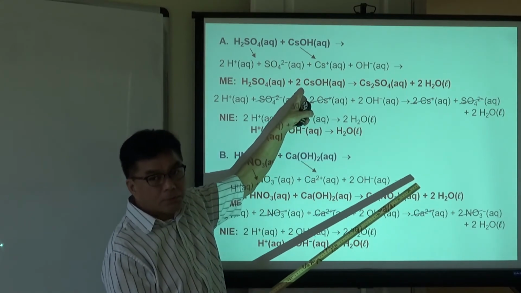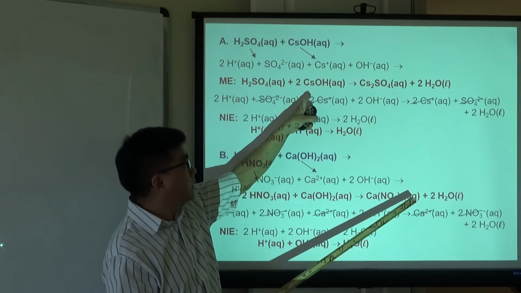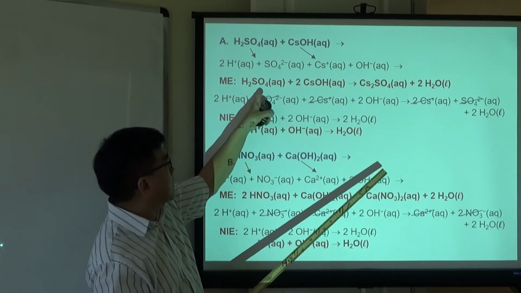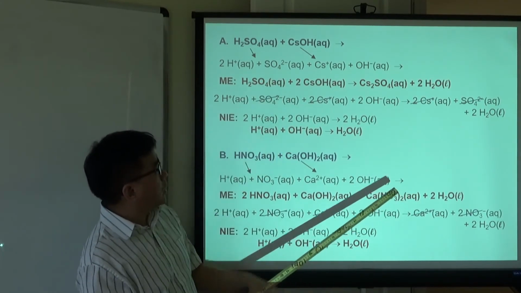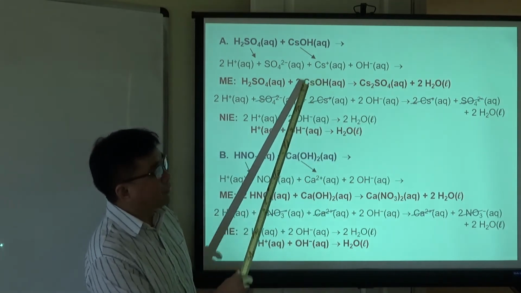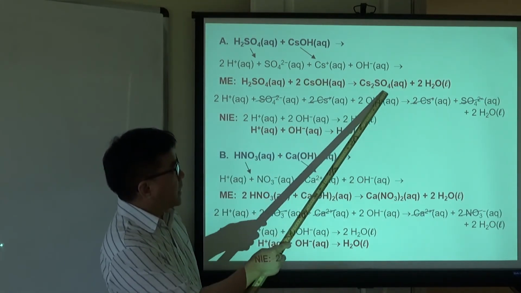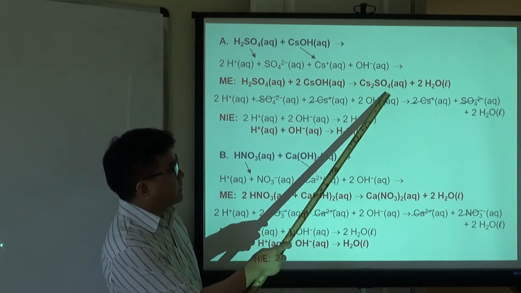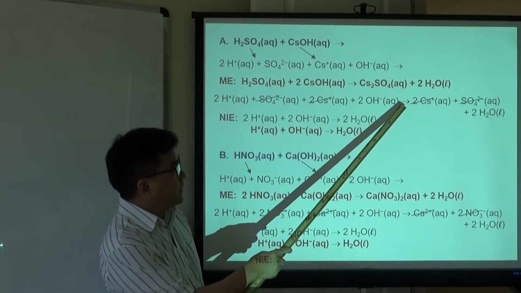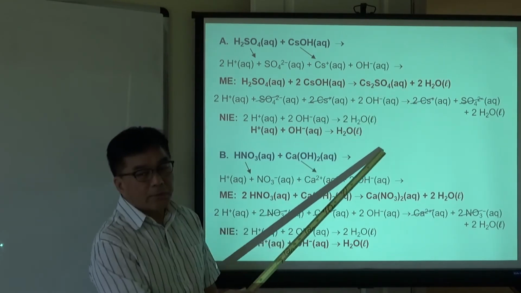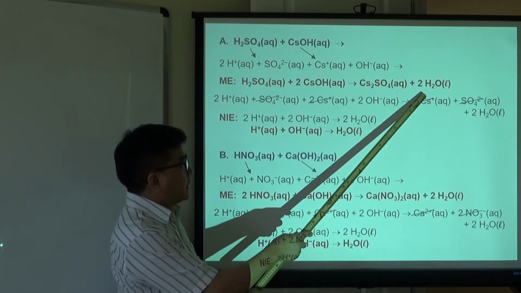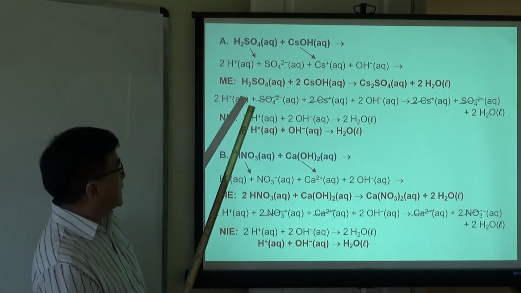Cesium is a +1 charge, a group 1A metal. And then you got the sulfate. Sulfate has a 2- charge, and then you need to balance that with 2 cesium. So you put that together as cesium sulfate. Cesium sulfate is soluble, so you write that with aqueous and then water. So now that's the molecular equation.